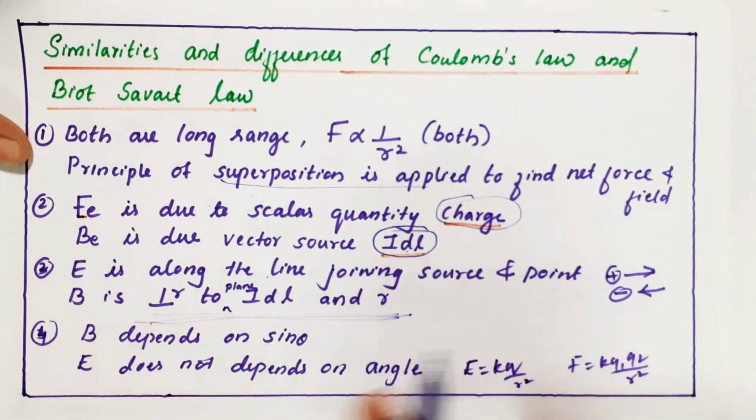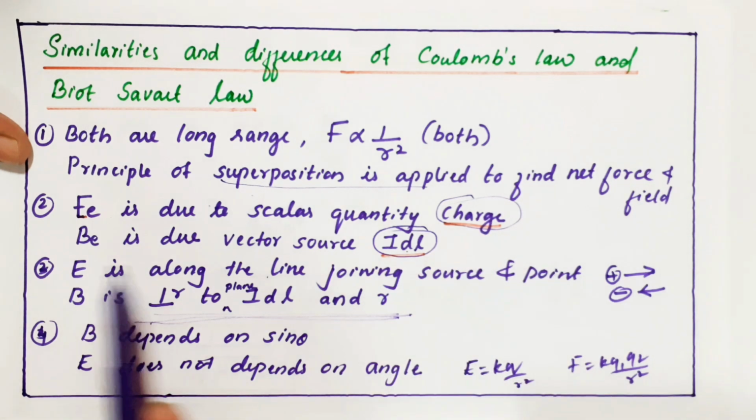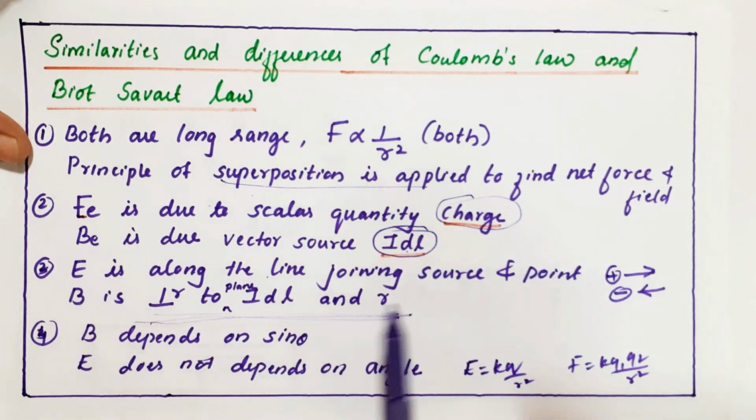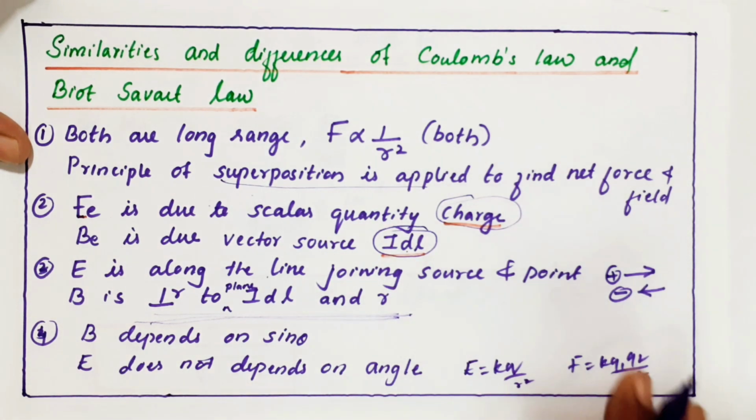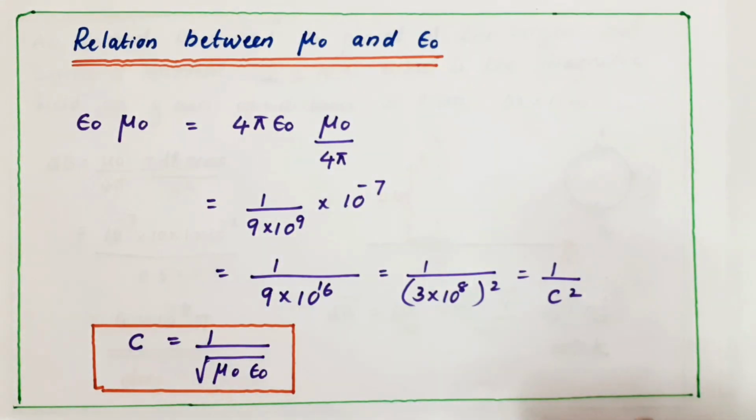I repeat, the main things you remember: electric field is due to a scalar quantity, charge; magnetic field is due to a vector source, I dL. And electric field is along the line joining the source and the point, but magnetic field is perpendicular to I dL and R. Clear?